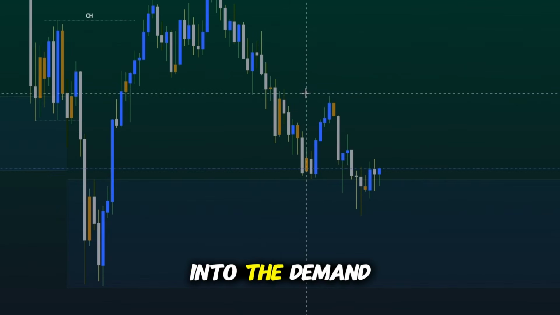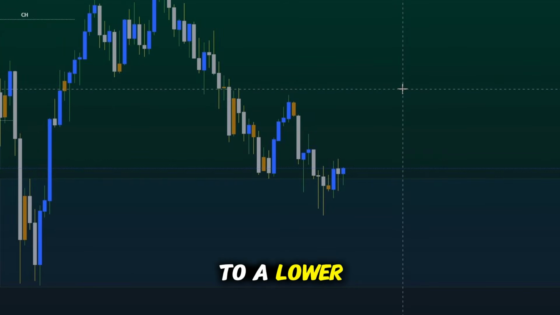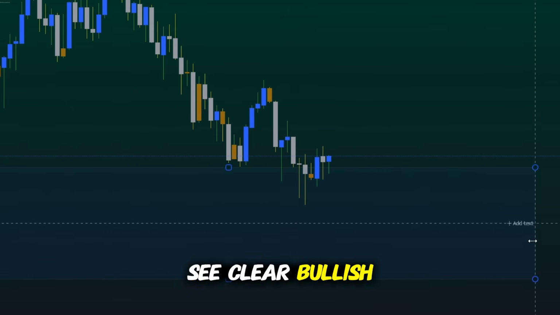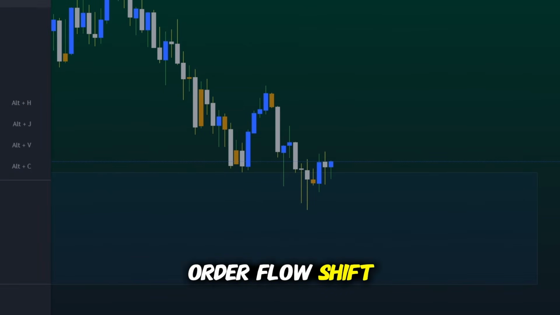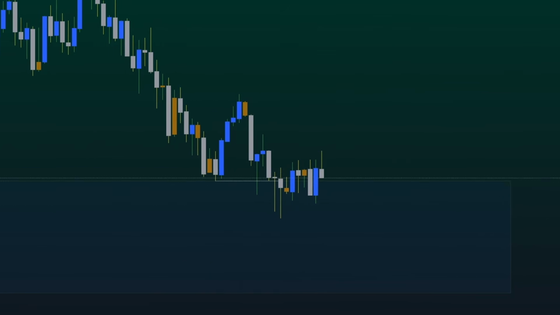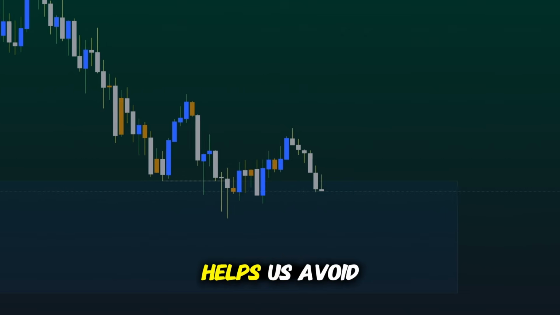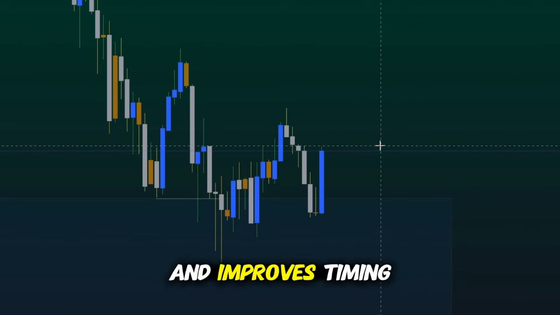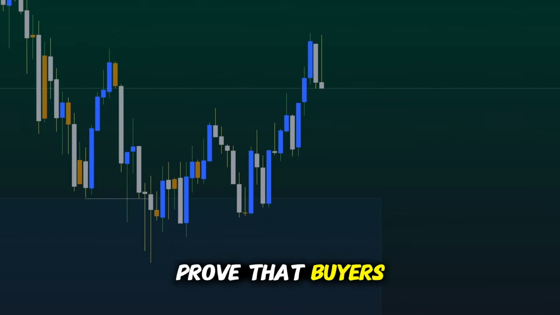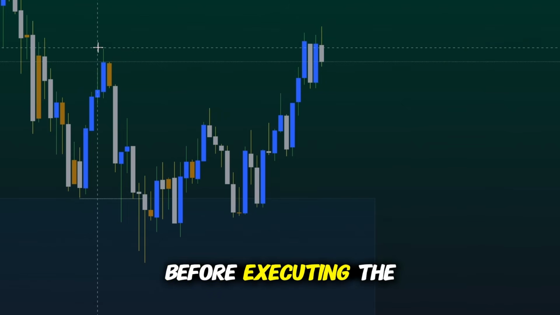Once price taps into the demand zone, we drop down to a lower time frame to look for confirmation. This is where we want to see clear bullish signals, such as an order flow shift or a clean break and body close above a minor high. Lower time frame confirmation helps us avoid false entries and improves timing. Instead of guessing, we let price prove that buyers are in control before executing the buy.